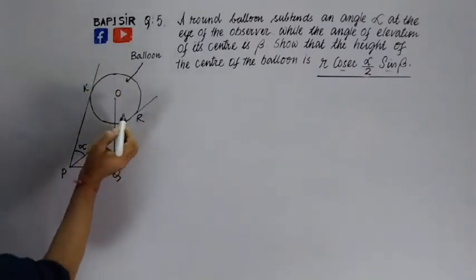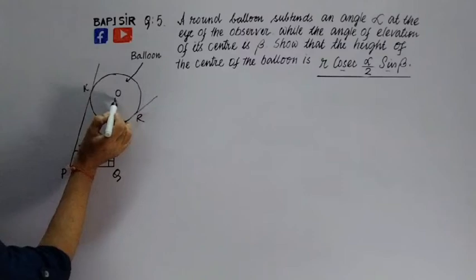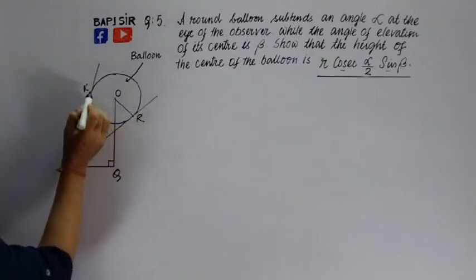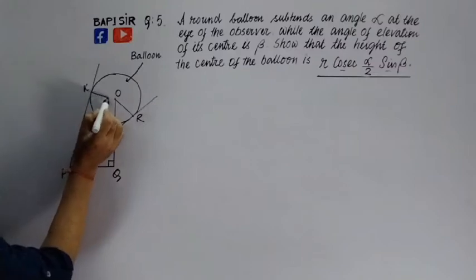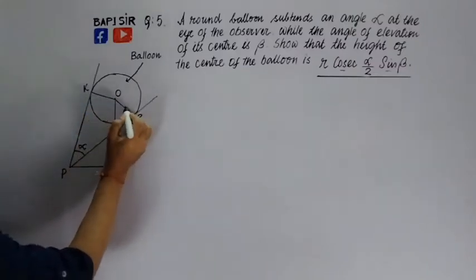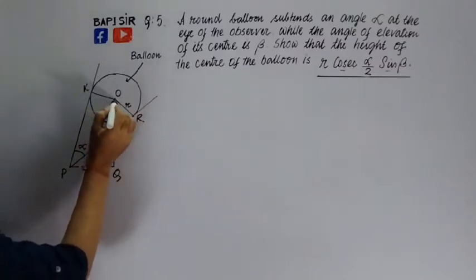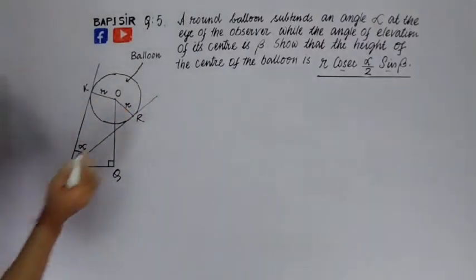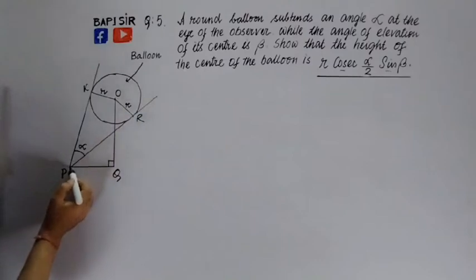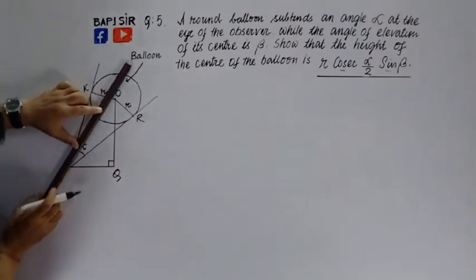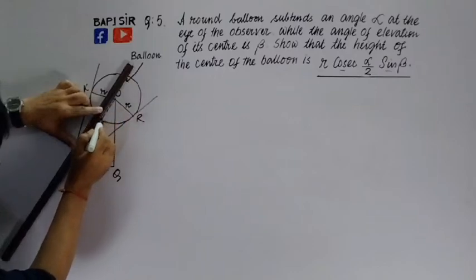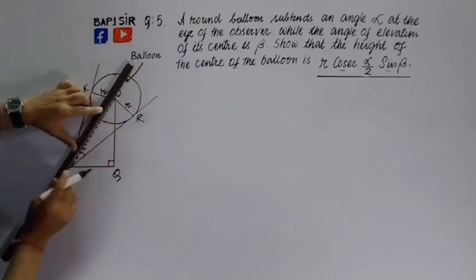Okay, join this point with this point, join this point with this point. So this is the radius of the circle. This is also the radius of the circle. Now join the center of the balloon with P by a dotted line, like this, by a dotted line.